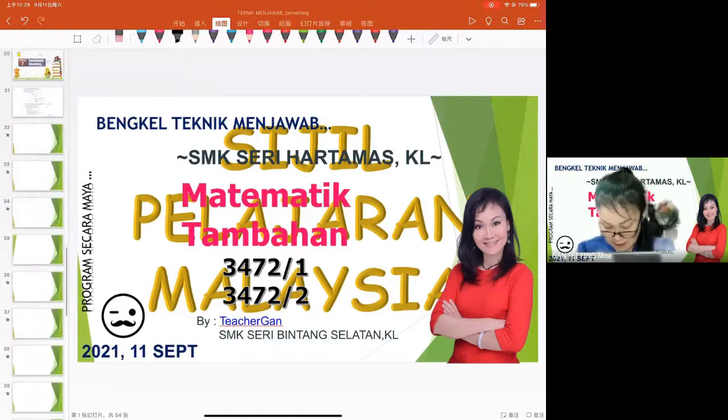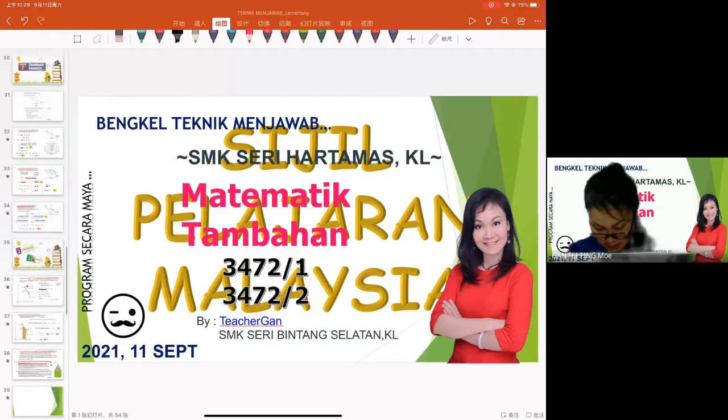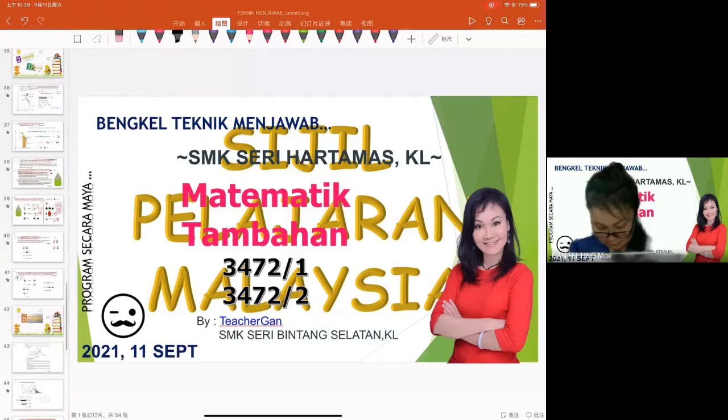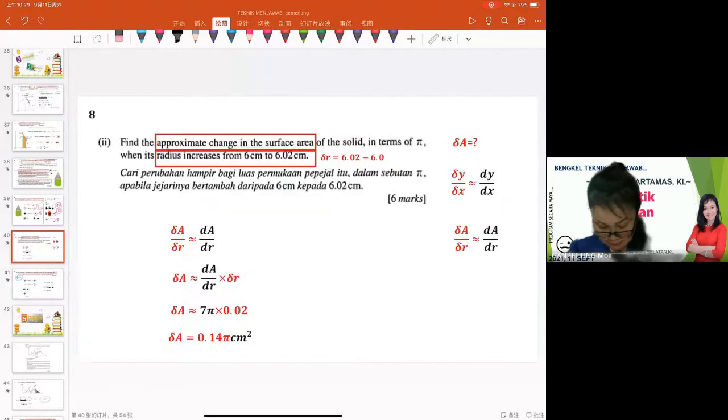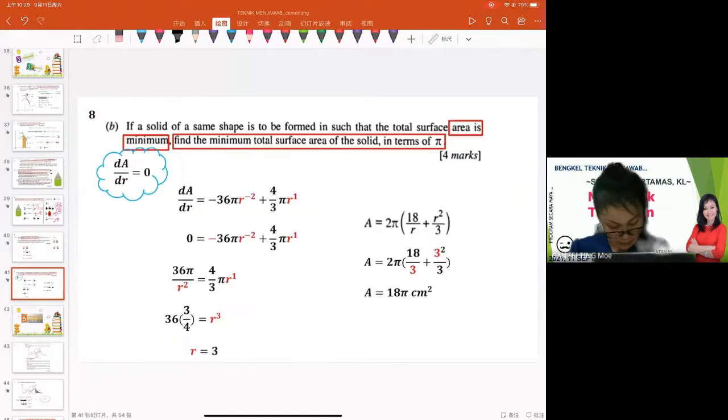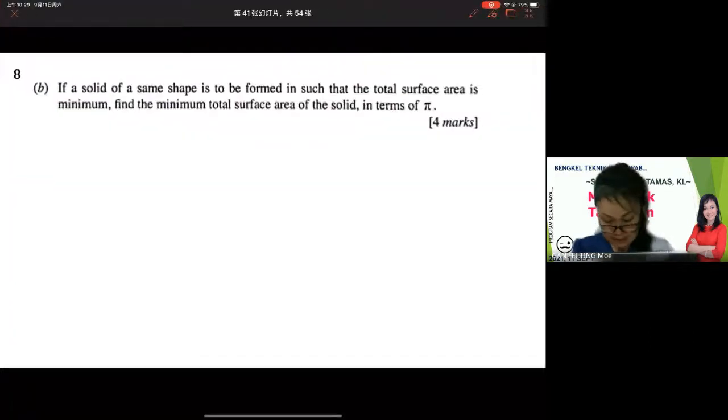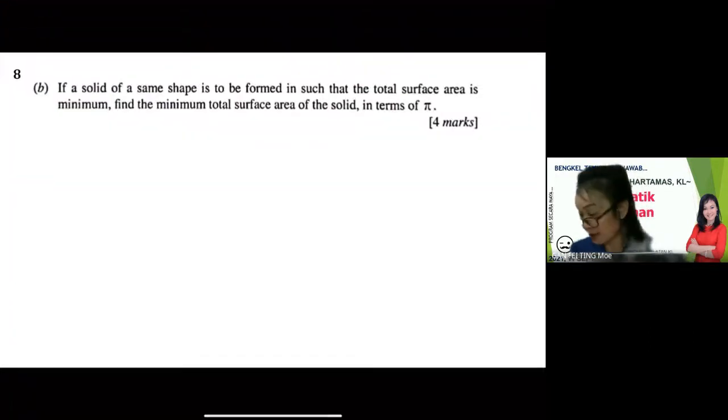Okay, where am I now? I'm in here. Okay, approximate. We have changed and we are here now. Okay, part C. Part B. Okay, now we go to part B.